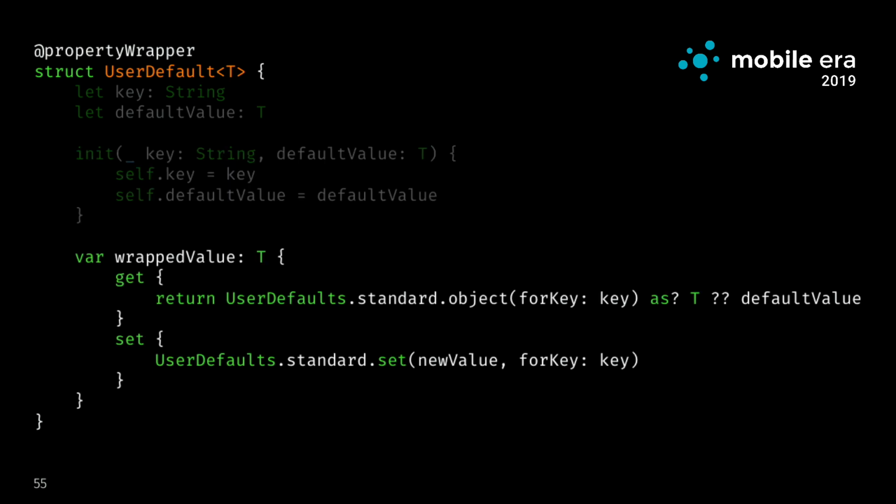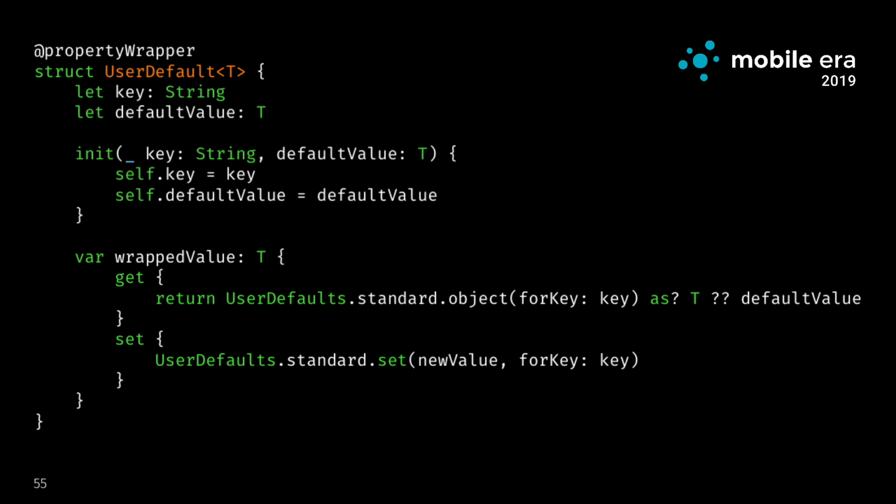And then we are going to implement the computed variable. Inside the getter, we call UserDefaults with the key, and we try to cast it, using as? as an instance of T. And if either there was no value or the casting failed, we use the default value that was provided at init time. And inside the setter, we set the value inside the UserDefaults.